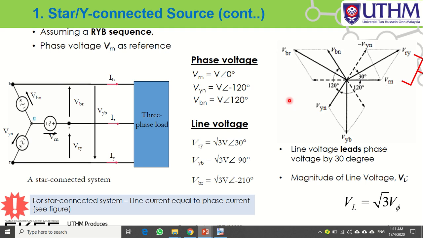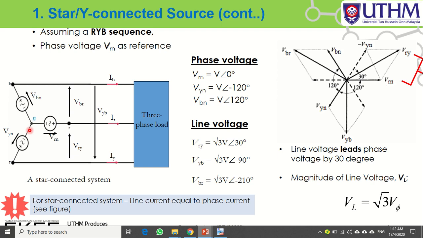Next we look at the voltage relationship in star or Y connected source. Let's say we have a Y connected source. We know that in Y connected source, phase current equals line current. Very clear. The phase current at phase R equals the line current at line R. But what is the relationship between phase voltage and line voltage?